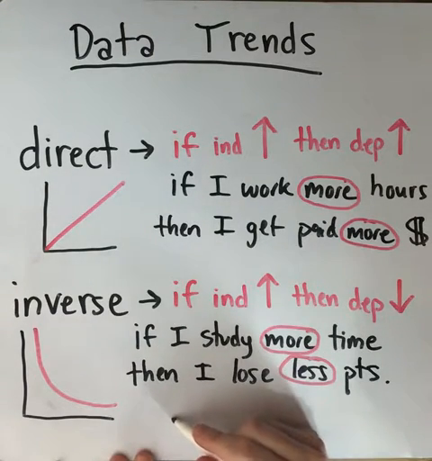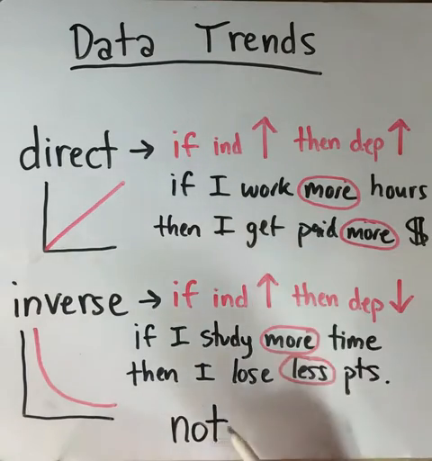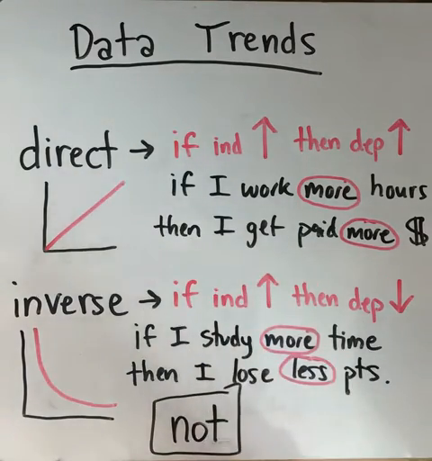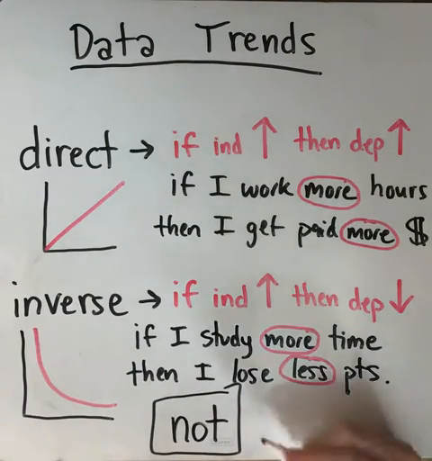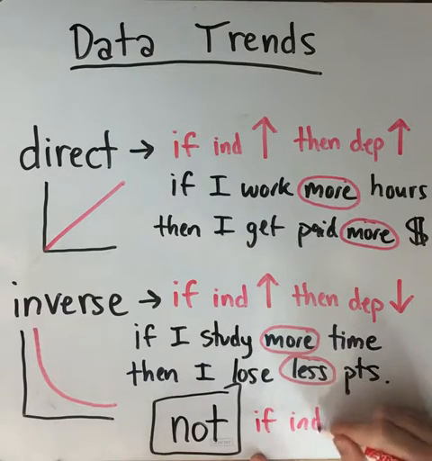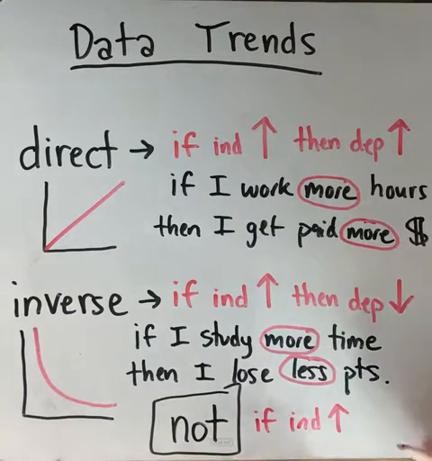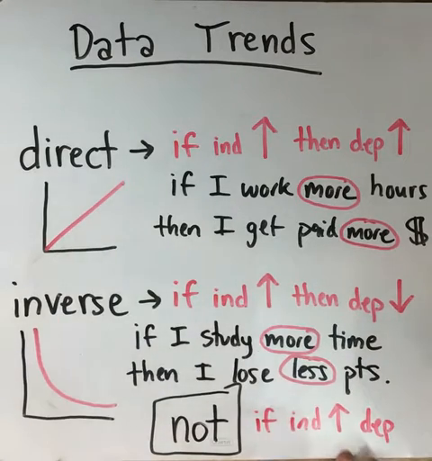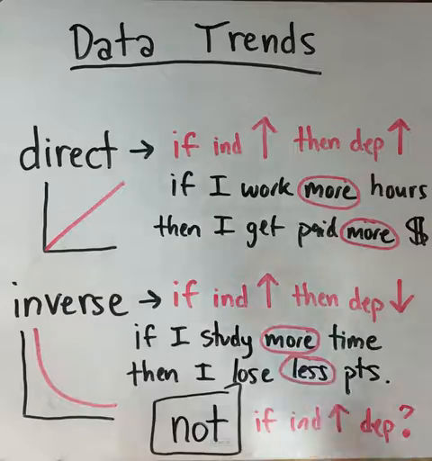Finally, it is possible to have something that is called not proportional. If a relationship is not proportional, if the independent variable increases, then the dependent variable, I'm just going to put a question mark. It does all sorts of random things. It's completely unpredictable. If this happens, we just say that the variables are not proportional. There's no relationship. They're completely random. This does happen sometimes, so you want to watch out for it.